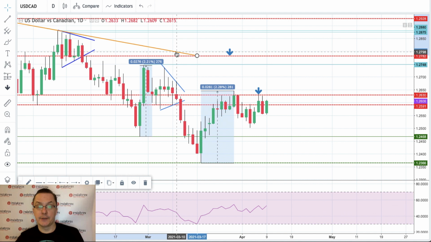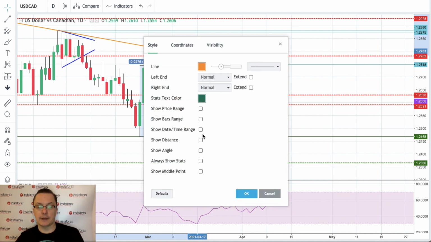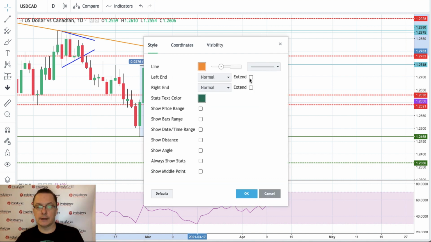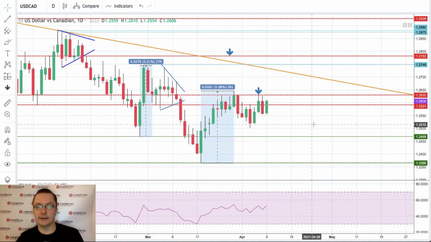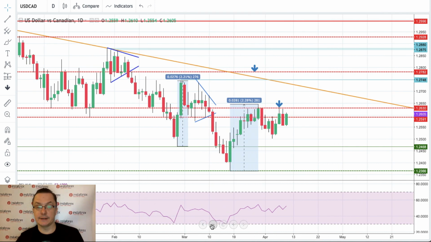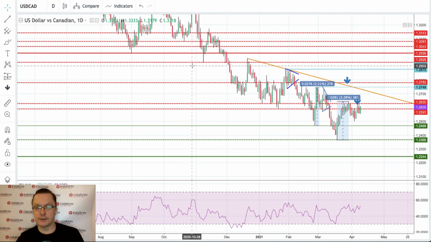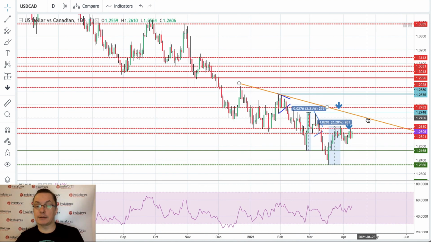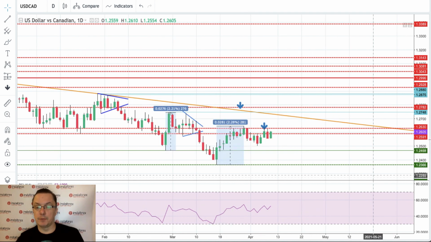Let me just make this line kind of like a ray, so we can see extend to the left, extend to the right. There you go. So we can see the next kind of resistance as well from the trend line this time. So this is important to have in mind, because this is the long-term trend line. Well, not that long, because it's only like 4 months, from the 21st of December last year, almost 4 months long. So any breakout above this trend line will be a good indication of the bullish strength.